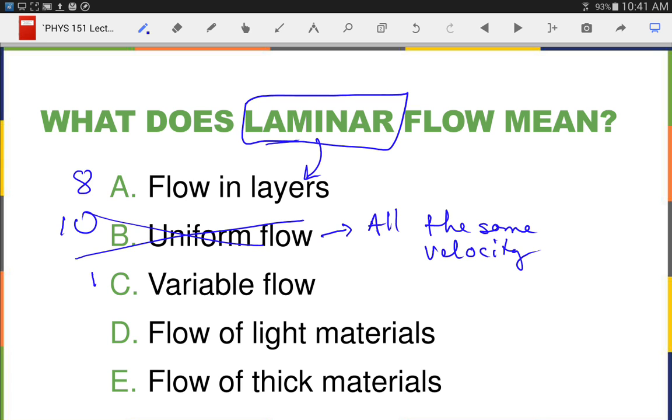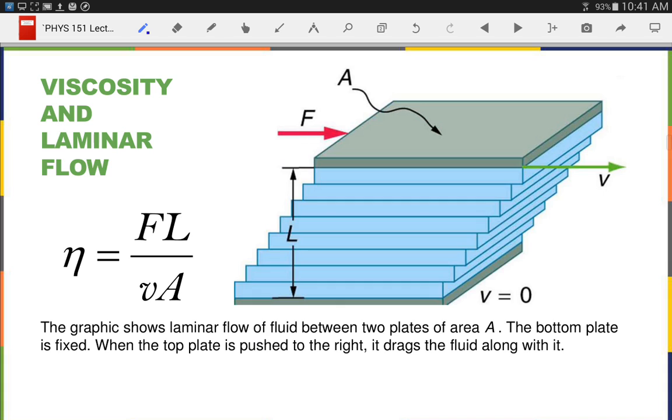Question? Might be a little off topic. Would you then be able to have an equation that defines velocity per depth or something? How do you integrate that? Okay. Well, you start with this. Okay. The definition of viscosity.